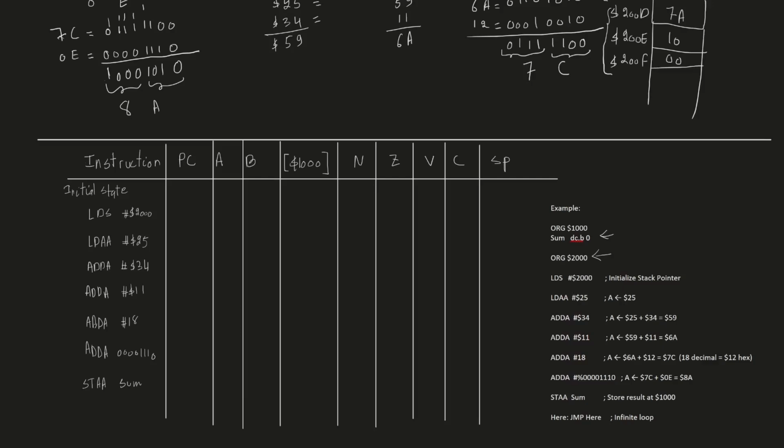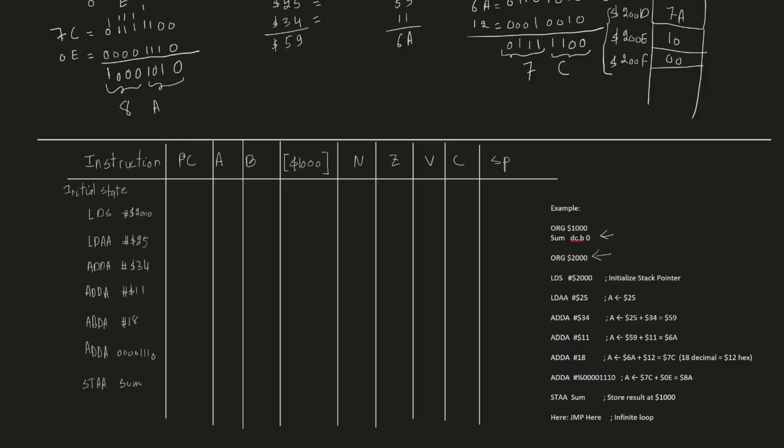Hello everyone. In this tutorial, we're going to take the assembly program example we went over in the previous video and see how the following updates after each instruction, which are the program counter, accumulator A, accumulator B. When we have the square bracket, that means the content at memory address 1000, and then we're going to see how we can obtain the following flags, N, Z, V, and C.